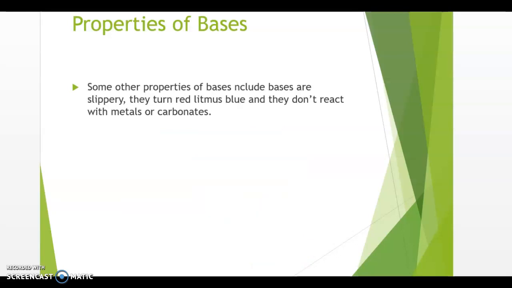Okay, some other properties of bases include that they are slippery, they turn red litmus blue, and they don't react with metals or carbonates. So they're kind of like the opposite. They turn red litmus blue, and they don't react with metals. Acid will kind of eat away at metals, bases do not. Okay, so that is the end of this section, just the basics of what acids and bases are.